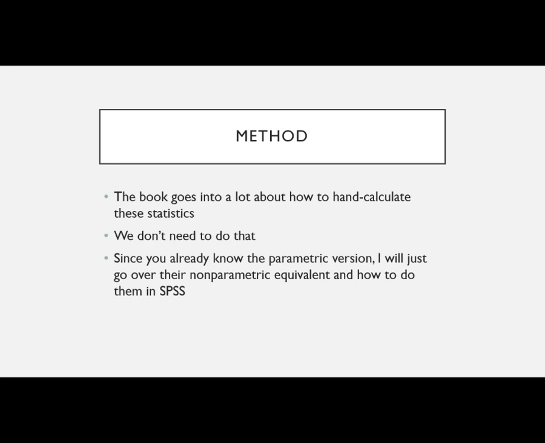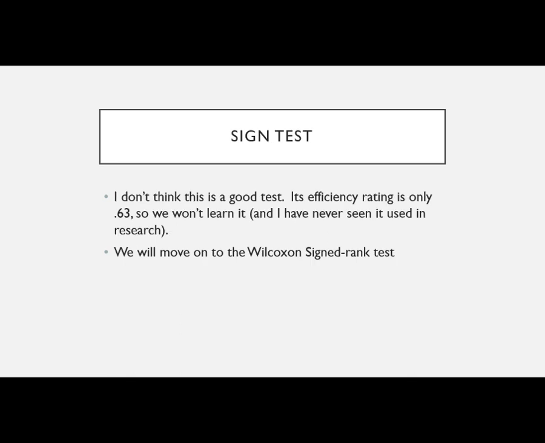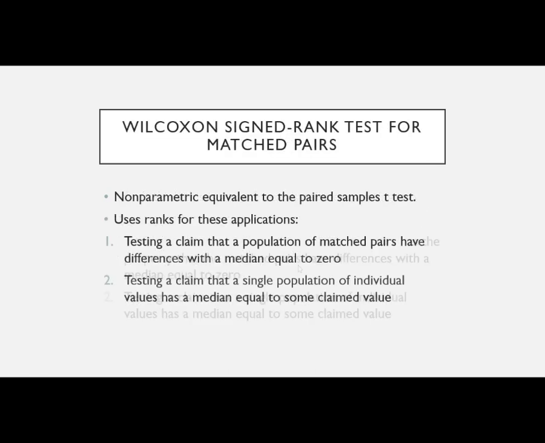Like I said, the book goes into a lot about how to hand calculate. We don't need to do that. The good thing about this chapter is that it's nothing new. Since you already know the parametric version, I'm just going to show you how to do these nonparametric equivalents in SPSS. The first test they talk about in the book is a sign test. I have never ever seen this used in research, and its efficiency rating is only 0.63, so we're just going to skip it. It's silly. We'll just use the Wilcoxon signed rank test.